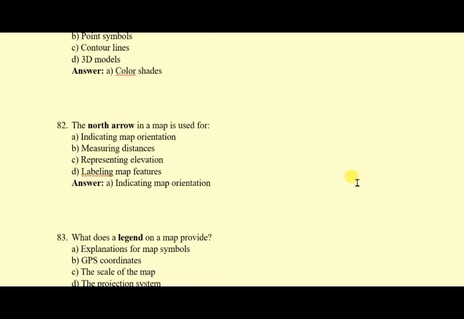82. The north arrow in a map is used for indicating map orientation, measuring distances, representing elevation, labeling map features. The right answer will be indicating map orientation.